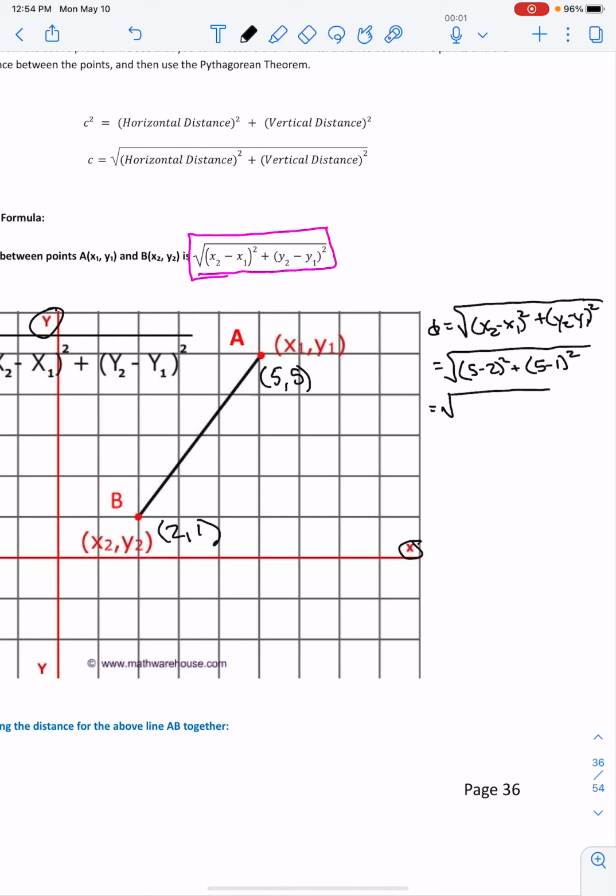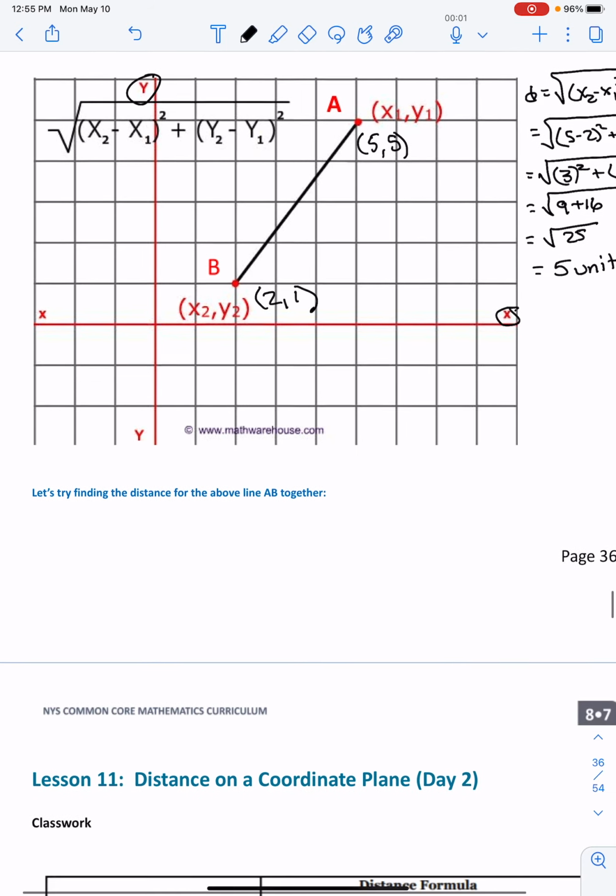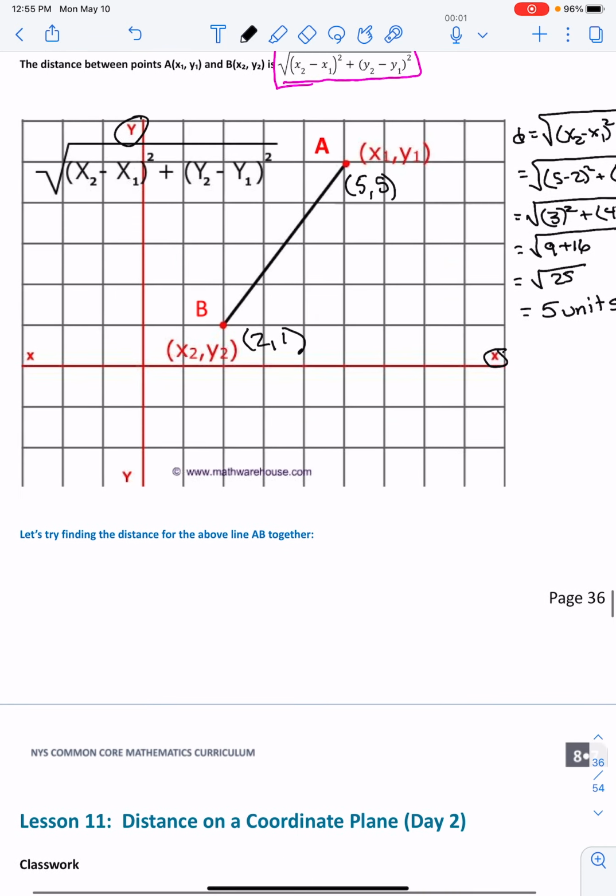the square root of 3 squared plus 4 squared, which equals the square root of 9 plus 16, equals the square root of 25, which equals 5 units. And just making sure, I believe that ends our lesson. And that ends our lesson.